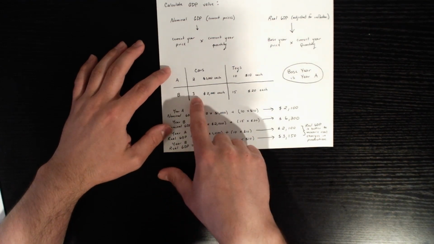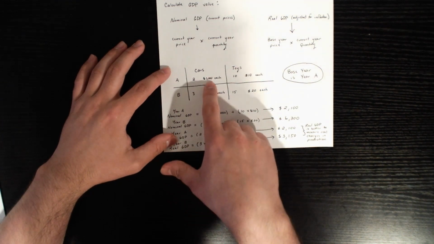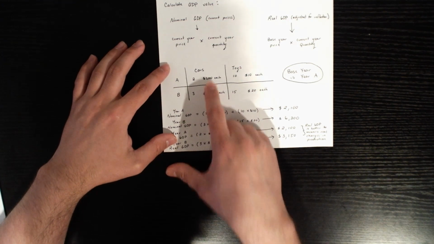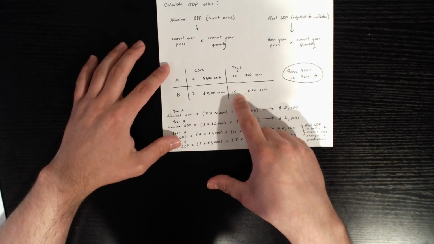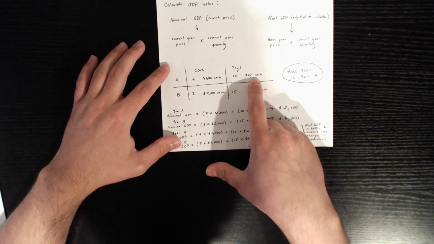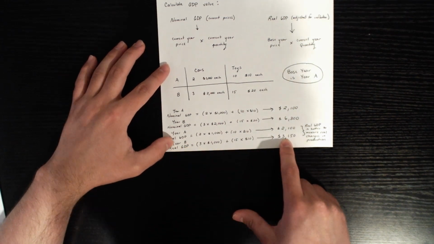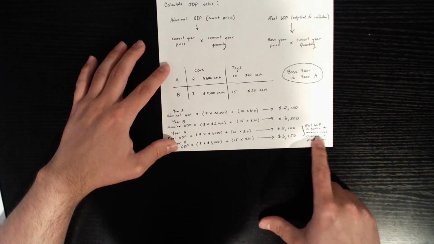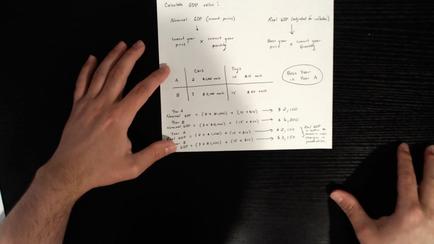Then for year B is where we have to be careful. So the current year quantity for cars is 3, times the base year price, which is going to be this $1,000 for cars, because year A is the base year. Plus for toys, we have the current year quantity, which is 15, times the base year price for toys, which is year A's price, which is $10. And that's going to give us a real GDP for year B of $3,150. Now, real GDP is better to measure real changes in production because we're taking into account that change in price.